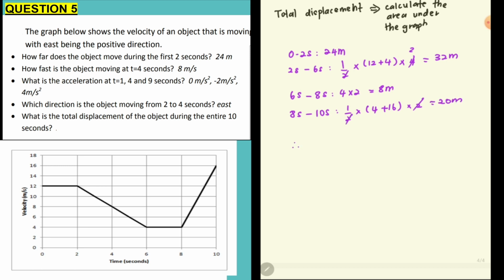Therefore, the total displacement should be 24 plus 32 plus 8 plus 20. So what is the answer? 24 plus 32 plus 8 plus 20. So the answer is 84 meter.